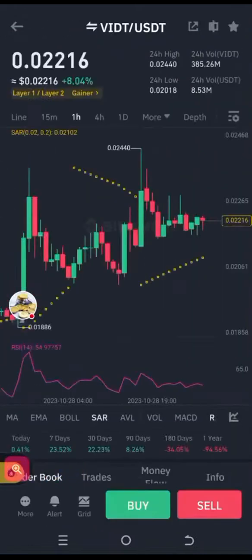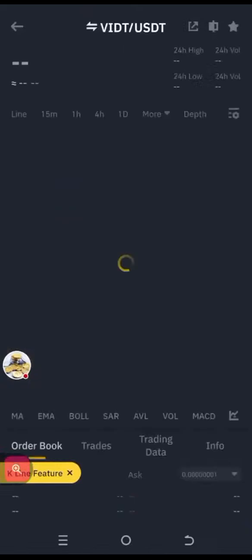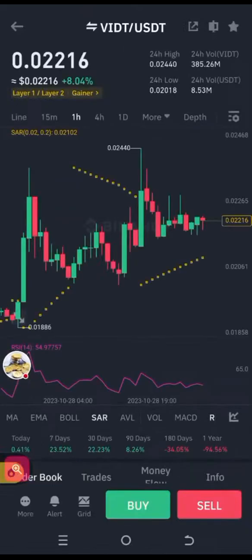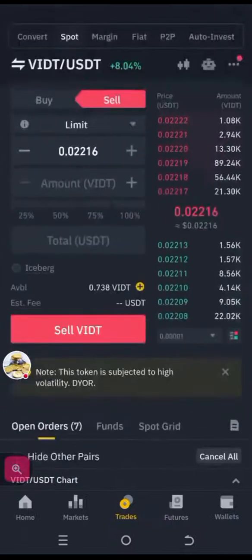Well, it's having a little pullback, but it will soon go up. Okay, so VIDT, you're currently on ground. We're moving up by the grace of God. Okay, and then we'll be back. We'll check back on VIDT. So that is it.